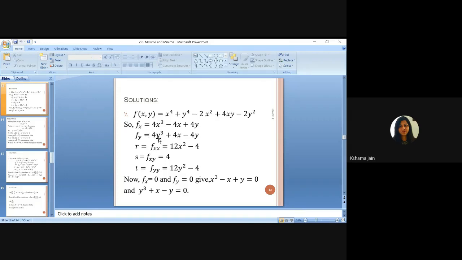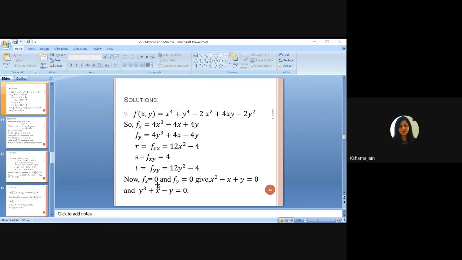Again you differentiate: 12y square minus 4. s is either you differentiate it with respect to y or with respect to x. Both come equal only. So if I differentiate this with respect to y, 0, 0, 4. So 4. So r, s and t, we are having this.